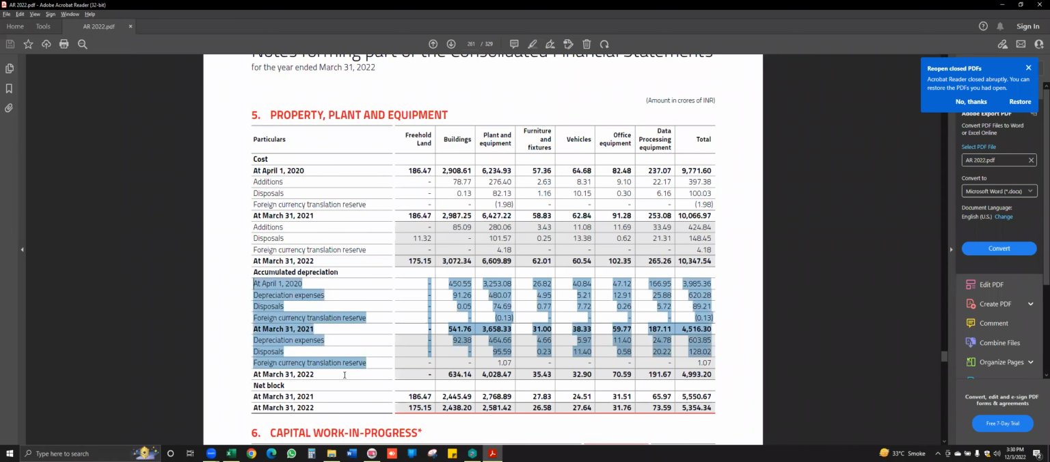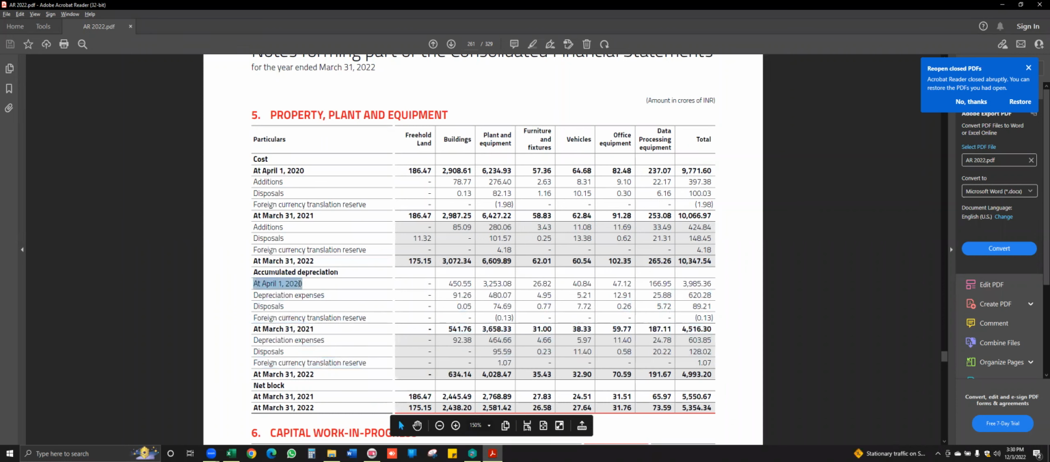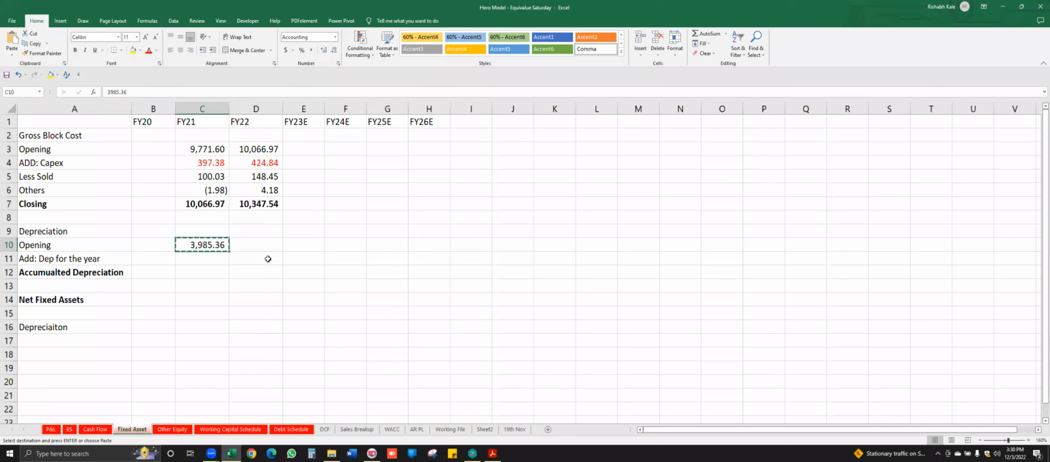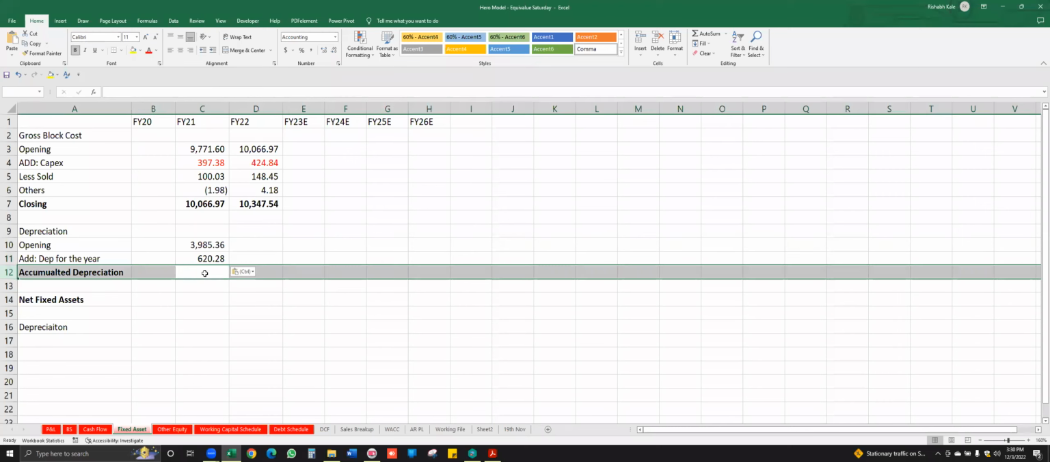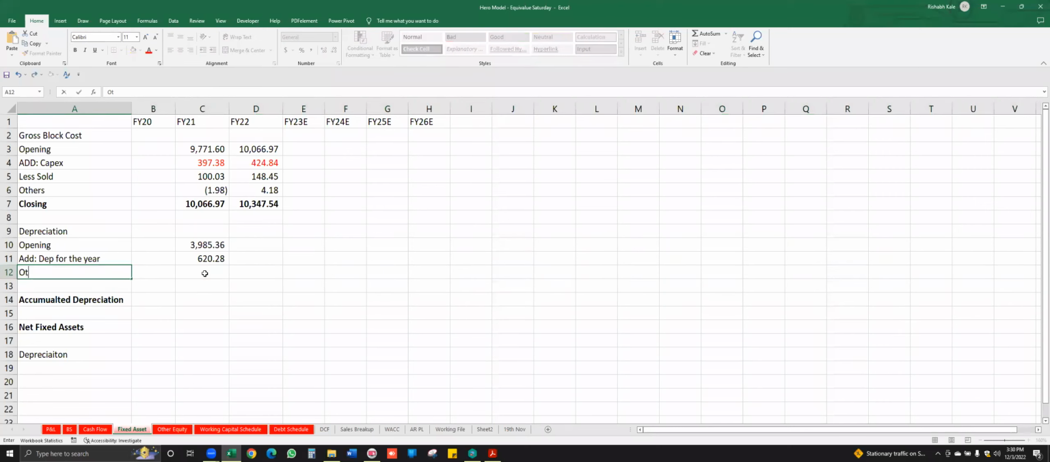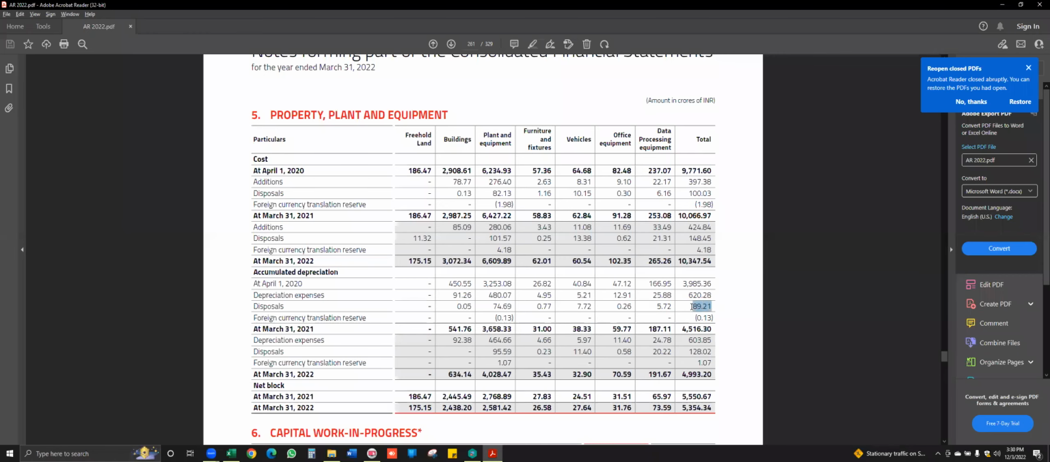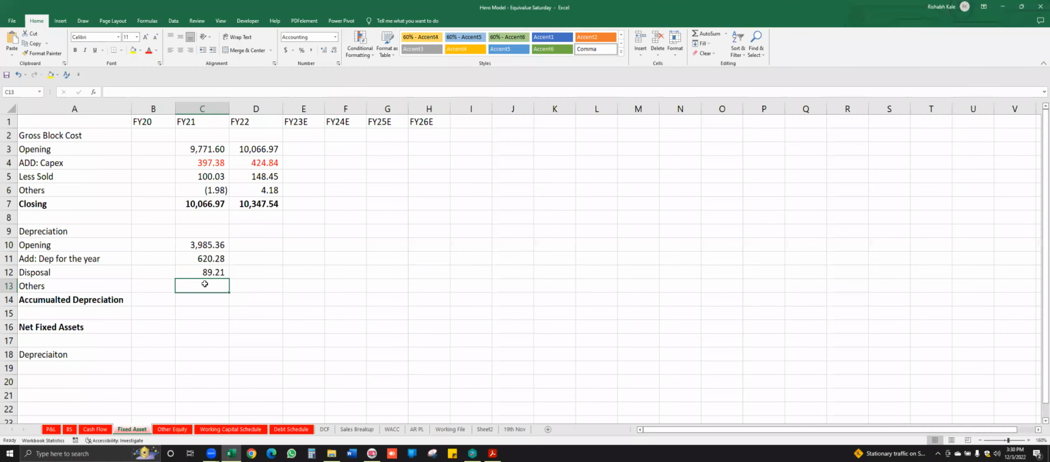Now we come to our accumulated depreciation. See again, as at April 2020, this should be the opening of 2021. This over here. Opening, then depreciation for the year. So there are items over here which need to be others. Just put all the items as others. No, sorry, this is a disposal, for depreciation and then others. You don't have to focus on this, you just have to put it. What is disposals? 89. And foreign currency translation, keep it as it is. These are things you don't need to focus on.